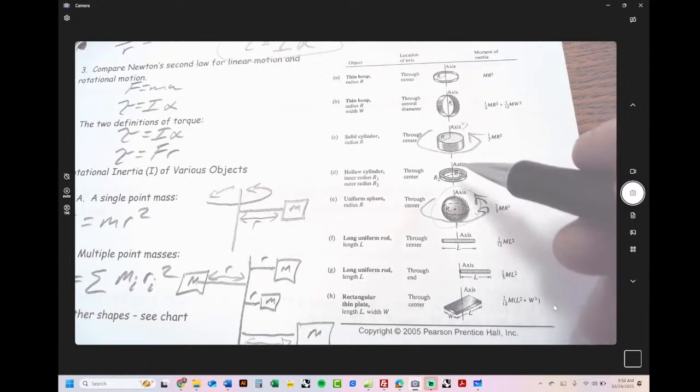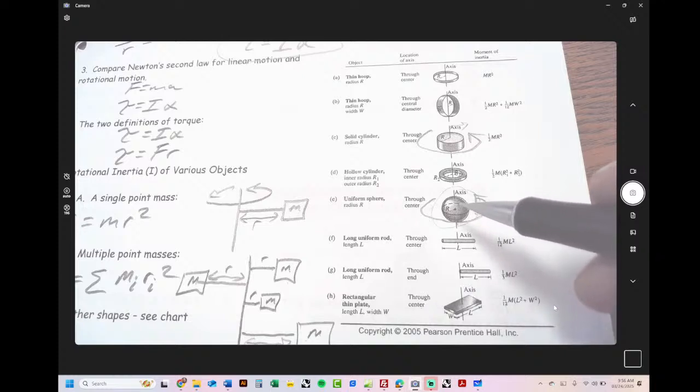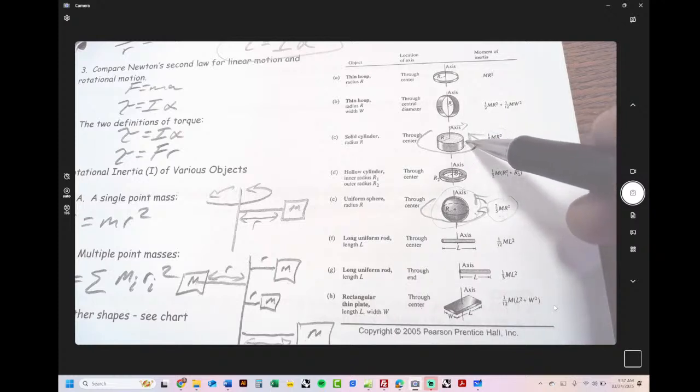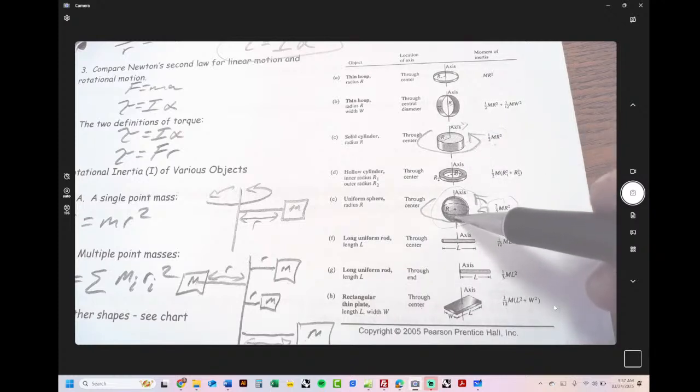So which one's going to be easier to turn? The one with more mass toward the outside or the one with more mass toward the inside? Which is easier to turn? Inside or outside? Inside. That's this. So this has a moment of inertia of 2/5 mr squared, so 0.4. This has a moment of inertia of 1/2, 0.5 mr squared. And that's because this has more mass farther out. This has more mass farther in.